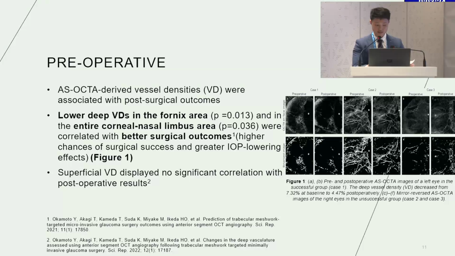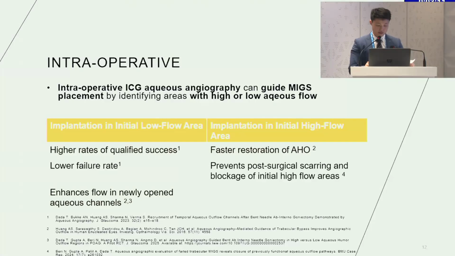Preoperatively, AS-OCTA studies suggested that lower preoperative deep vessel density may predict greater postoperative IOP reduction. However, superficial vessel density did not correlate significantly. Intraoperative ICG aqueous angiography was able to map out the aqueous humor outflow network pre-MIGS implantation and identify areas with initial low or high flow, allowing for potential targeted placement of MIGS. However, while some studies found benefit in targeting angiographically low flow regions, others have shown faster recovery when targeting high flow areas.